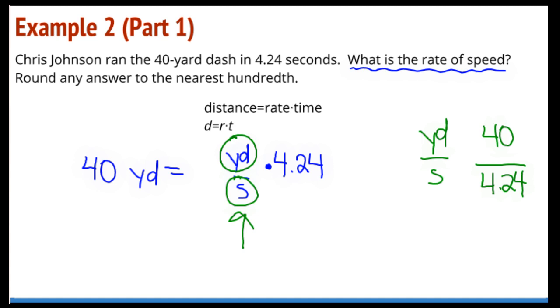And I get a lovely decimal looking something like this. And it keeps going. But I went to the thousands place because to round to the nearest hundredth, which is here, I have to look at what's in the thousands place. And so I'm going to say that we have a rate of 9 43 hundredths yards per second, which is pretty fast. I'm pretty sure that that's moving pretty fast.